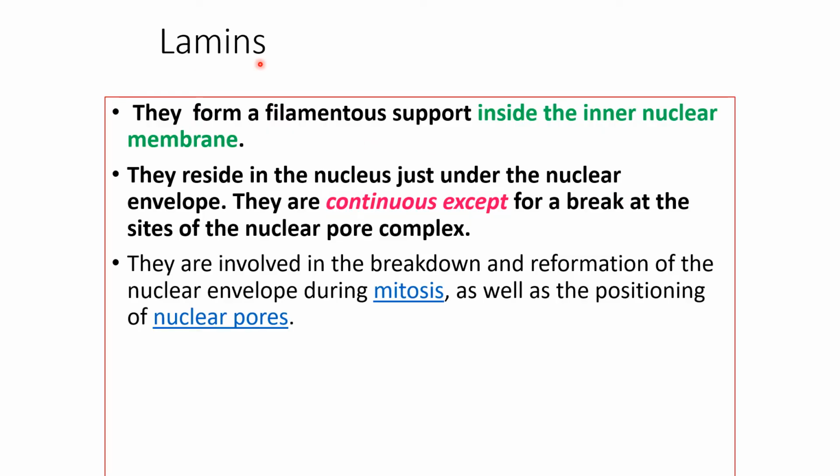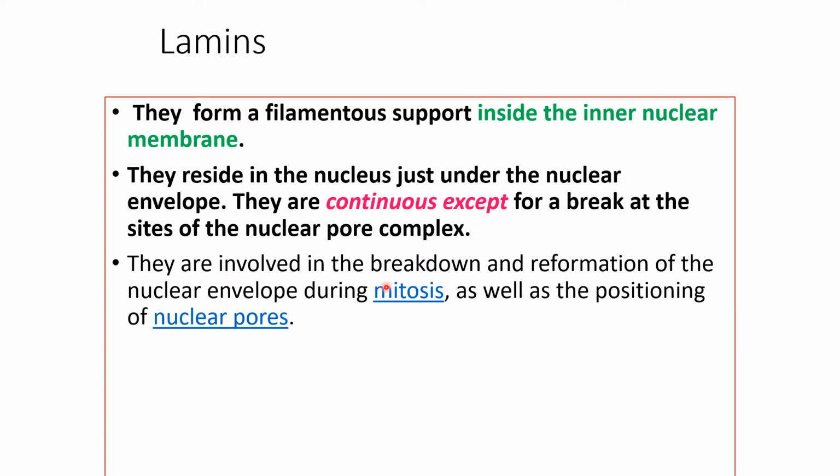What are the lamins? They are filamentous supports inside the inner nuclear membrane. They reside in the nucleus just under the nuclear envelope. They are continuous except for a break at the site of the nuclear pore complex. You know that the nuclear membrane is formed of two layers. The two layers join together in certain areas forming the nuclear pore. This nuclear pore allows materials to pass in and out of the nucleus. The lamin is present in the inner nuclear membrane except at the site of these pores.